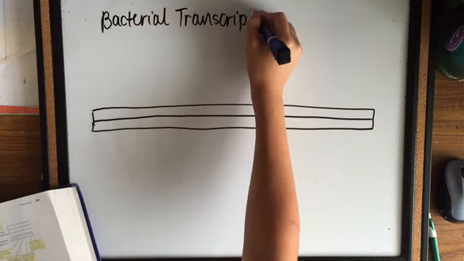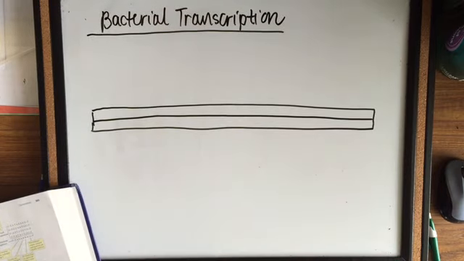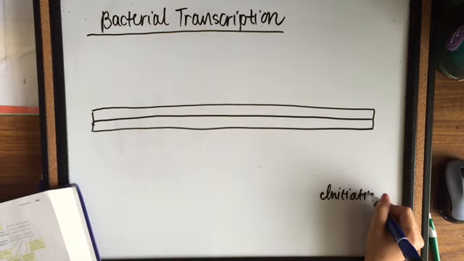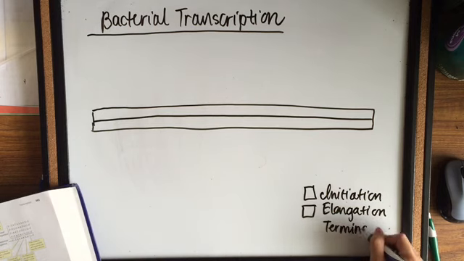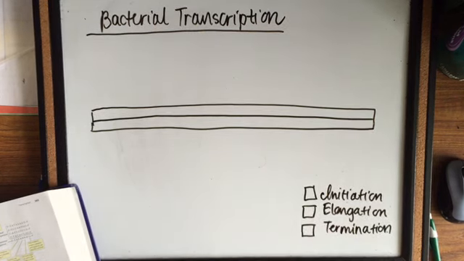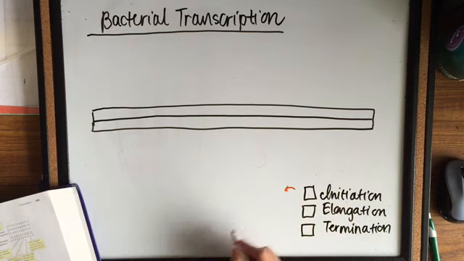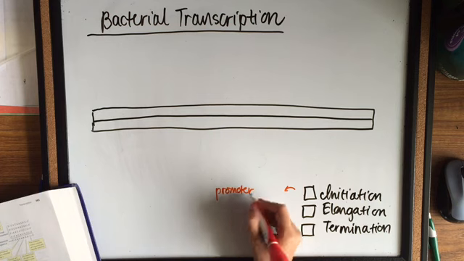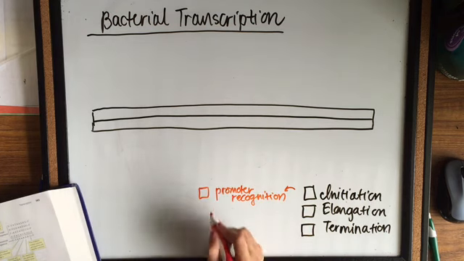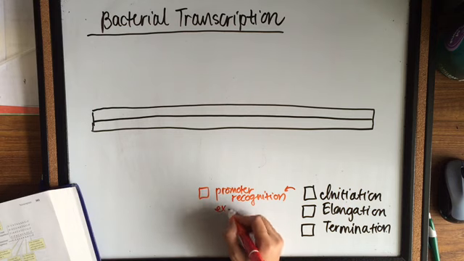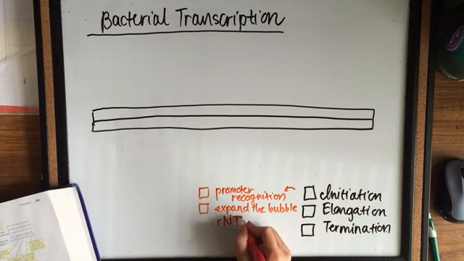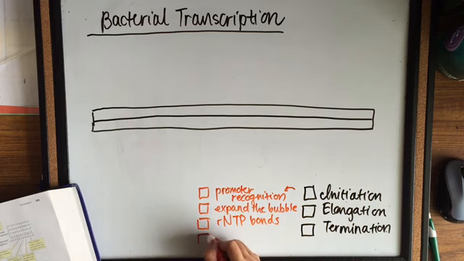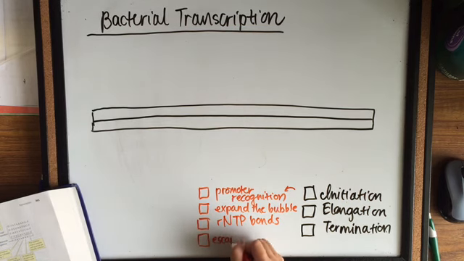Now let's look at bacterial transcription. Bacterial transcription involves initiation as well as elongation and lastly termination. Initiation itself includes the promoter recognition, the expansion of the transcription bubble, and the creation of bonds between the RNTPs, as well as the removal of the transcription apparatus.